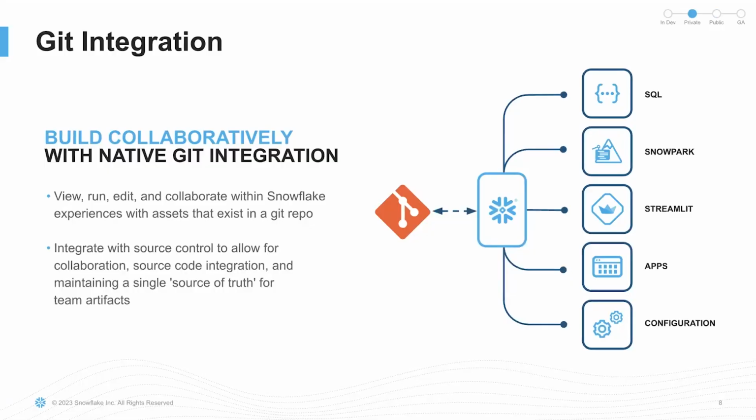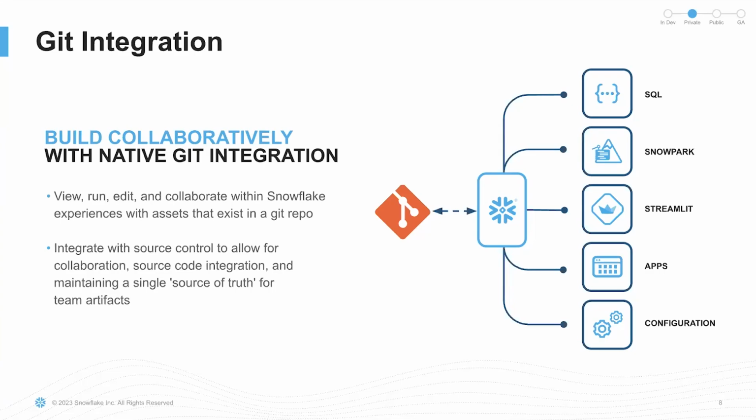The next one, which is a pretty top ask from our developers, is Git integration. So we are really working to build a native Git integration into Snowflake, which enables you to view, run, edit, and collaborate within Snowflake experiences with assets that exist in a Git repo. Along with that, this becomes a single source of truth for your artifacts to work across workloads with Snowflake. And then we are planning to launch the PuPr soon for it.